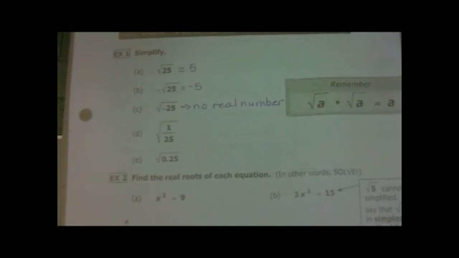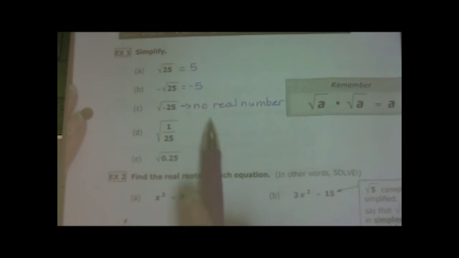And guess what? Since we did say that we're going to talk about imaginary numbers in this chapter, we will learn how to do this when we talk about imaginary numbers, because this does represent an imaginary number. But that's a couple days away. So, no real number. Now, I've got the square root of 1 over 25.